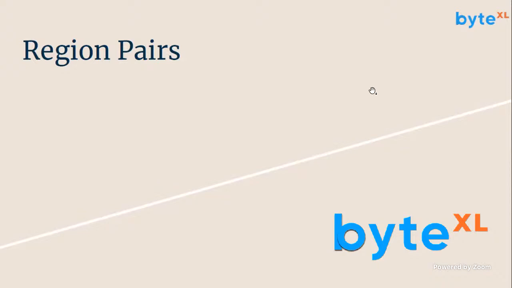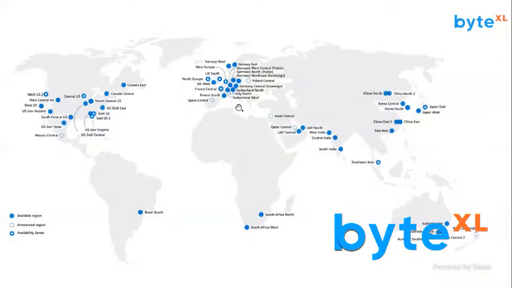So a region pair is like each region is paired with one other region. So let me come back here. You can see here, there are multiple regions, right? So each region is paired with one other region. The reason is that it provides the highest speed and also a low latency connection between them.